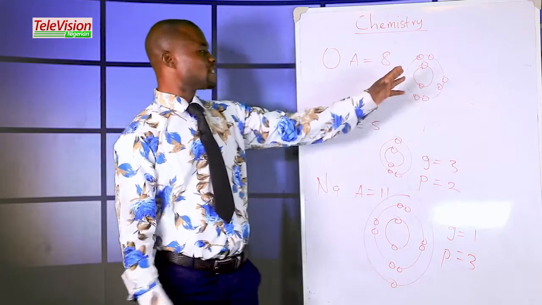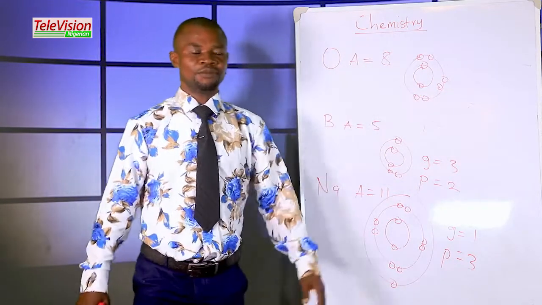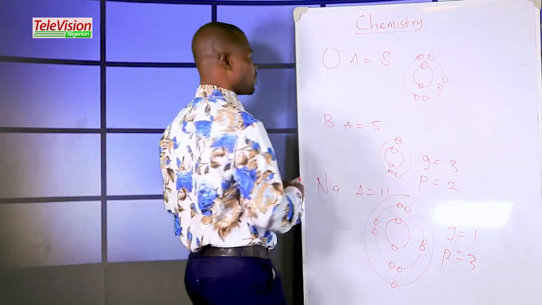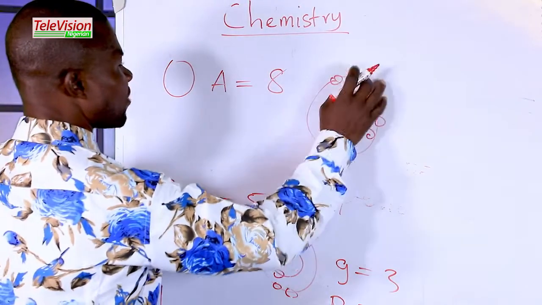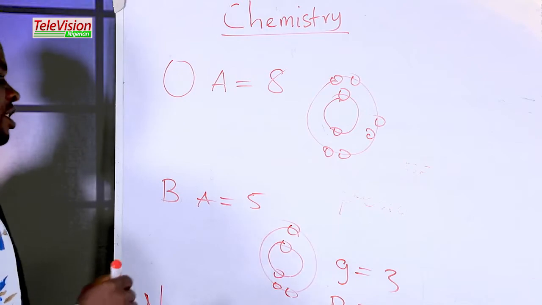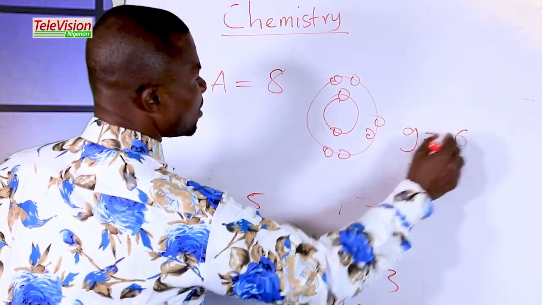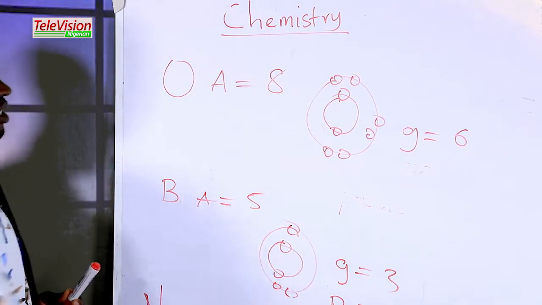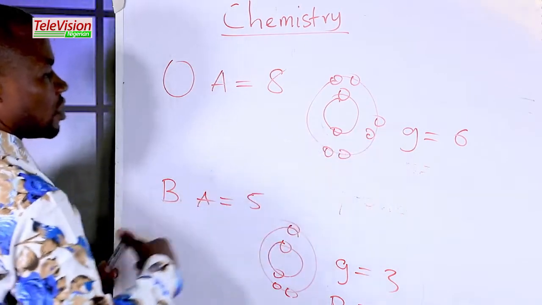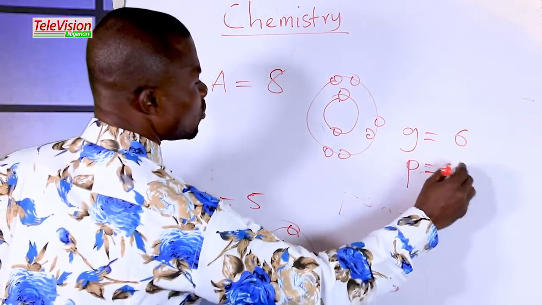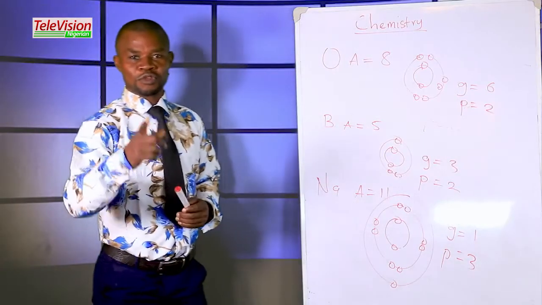Then what is the group of this element and what is the period of the element? Let's count. 1, 2, 3, 4, 5, 6. The number of electrons in this outermost orbit is 6. So group is group 6. And the number of orbits is 2: 1, 2. That is period 2. That's good.